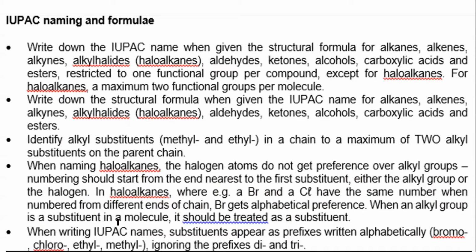And when an alkyl group is a substituent in a molecule, it should be treated as a substituent. And we are definitely just being reminded here of some of the IUPAC rules that we will apply. For example, when we write IUPAC names, substituents appear as prefixes written alphabetically, like your bromo, chloro, ethyl, methyl, ignoring the prefixes di and tri. So those are the main IUPAC rules that we are going to follow when we deal with naming of organic molecules, basically giving them IUPAC names.